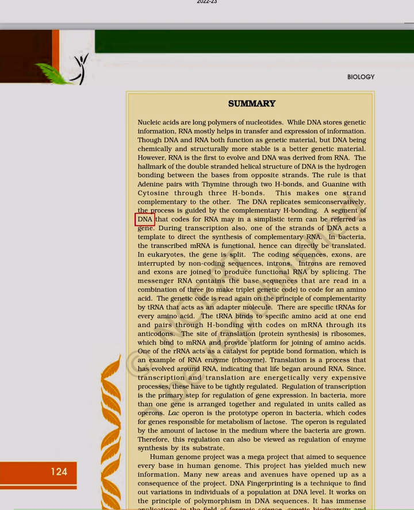A segment of DNA that codes for RNA may, in simplistic terms, be referred to as a gene. During transcription also, one of the strands of DNA acts as a template to direct the synthesis of complementary RNA. In bacteria, the transcribed mRNA is functional, hence can directly be translated. In eukaryotes, the gene is split. The coding sequences, exons, are interrupted by non-coding sequences, introns. Introns are removed and exons are joined to produce functional RNA by splicing.